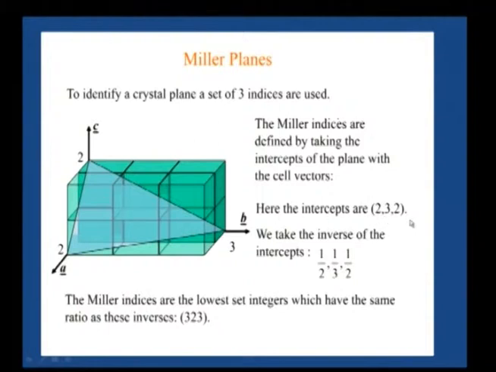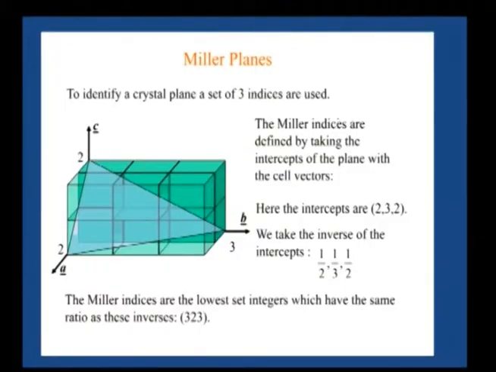So, the intercepts are, you forget about A, B, C, then you write 2, 3, 2. We take the inverse of it, 1 by 2, 1 by 3 and 1 by 2, then you take the LCM. The Miller indices are the lowest set of integers which have the same ratio as the inverses. So, that means 3 into 2 is 6, 6 divided by 2 will be 3, 6 divided by 3 will be 2 and again 6 divided by 2 will be 3. So, 3 2 3 is the Miller indices of this plane, right. We will have a few more examples, right.